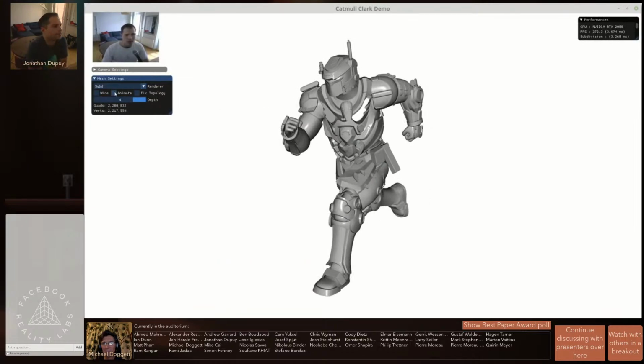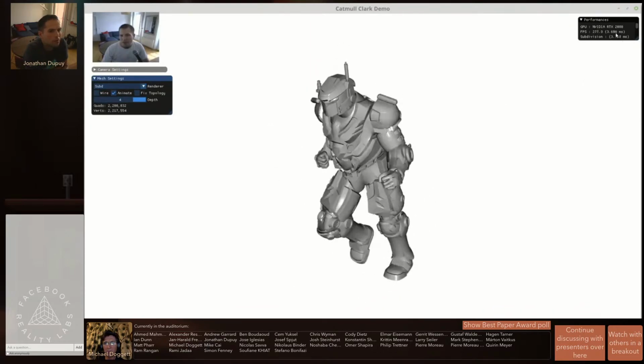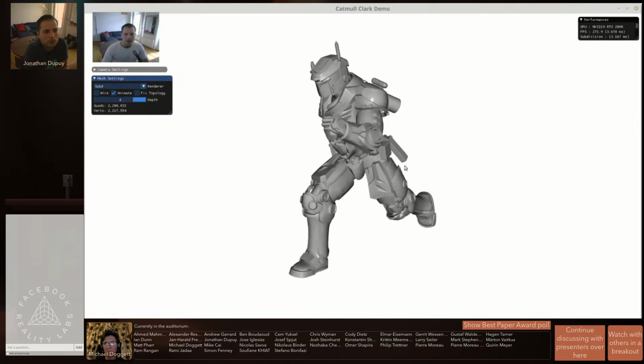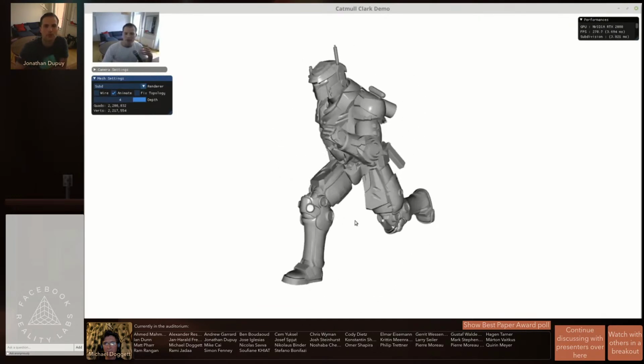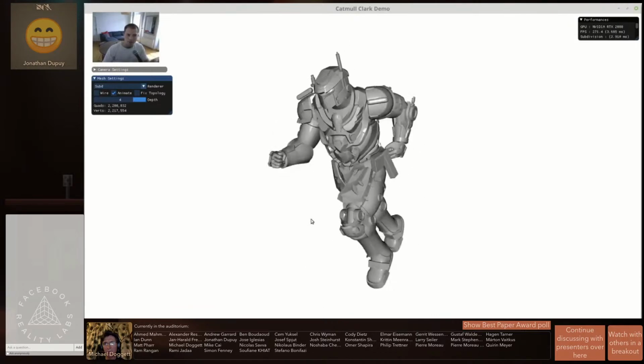So here, I'm going to animate the mesh. And here, the subdivision takes roughly 3 milliseconds on my RTX 2080 GPU. And here, the subdivision is computed as if the topology wasn't static. So everything is computed from top to bottom.